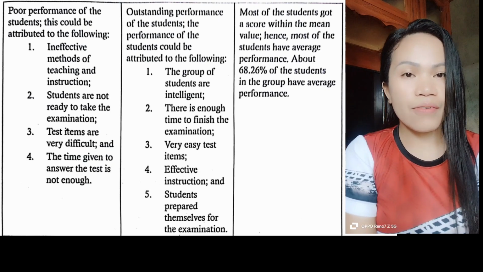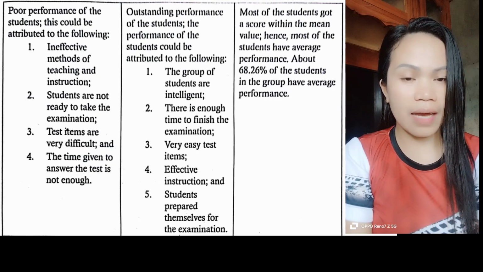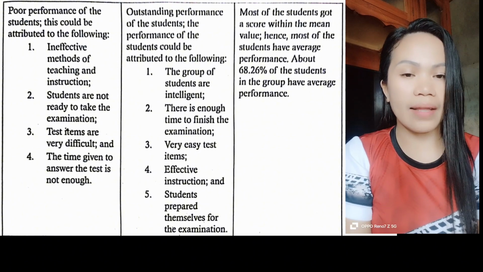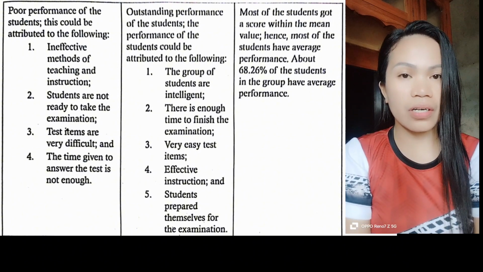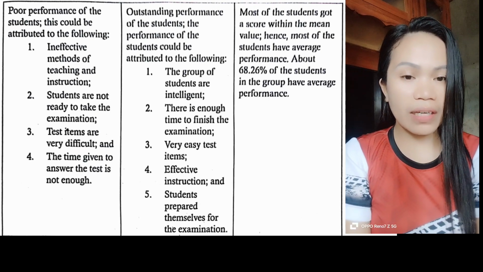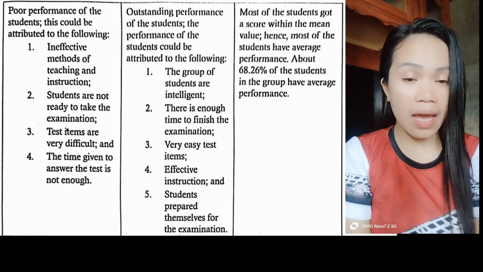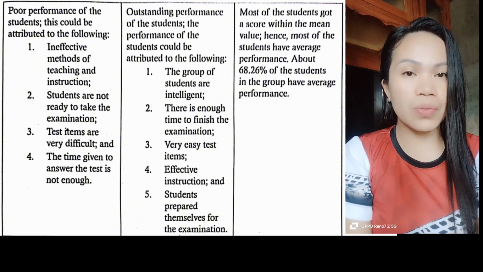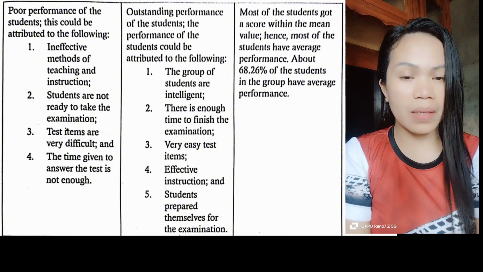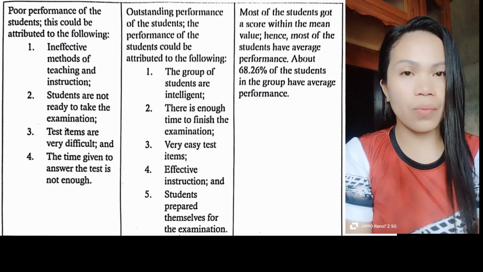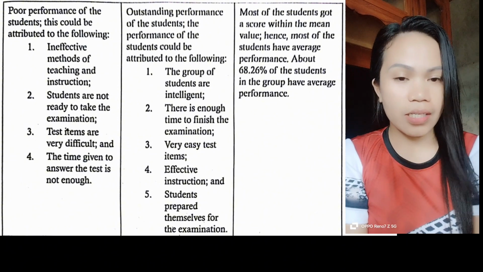Number 3, very easy test items. So they felt it's just easy, so they got the high score. And number 4, effective instruction. If effective instruction, it means that they understand your instruction. And number 5, students prepared themselves for the examination, so they are well prepared, so they don't feel nervous, and that's the reason why they got the high score.